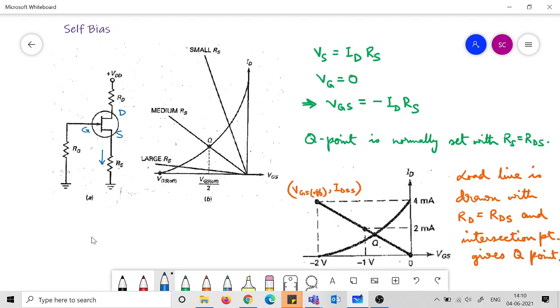ID is flowing like this. So Vs is IDRS, but we need to understand what is VGS. That is our bias, the gate source voltage. We have only known the source voltage. What is the gate voltage? Please understand that there is no gate current.